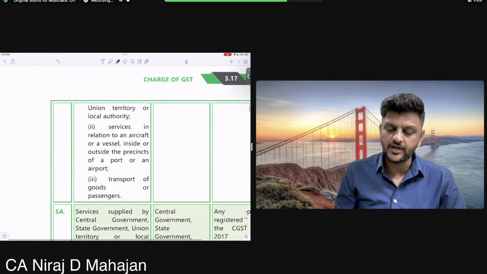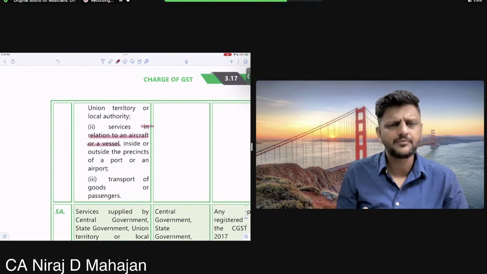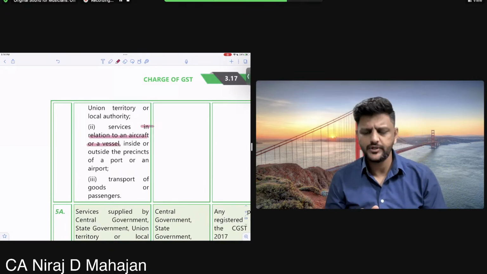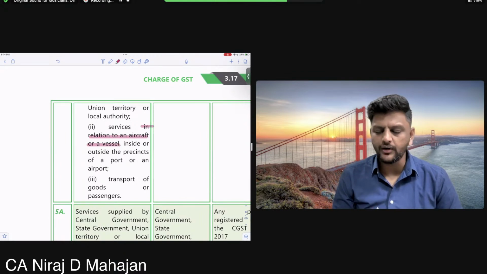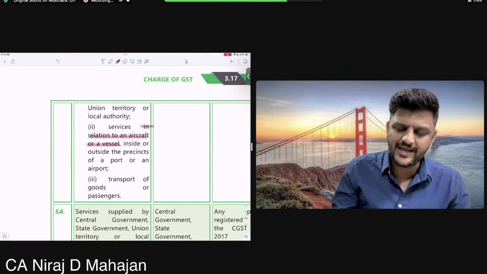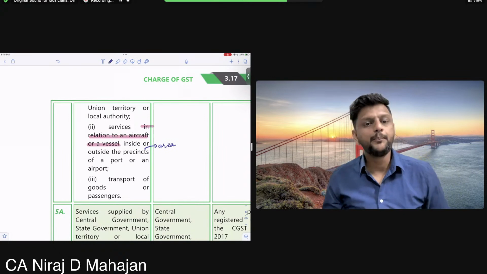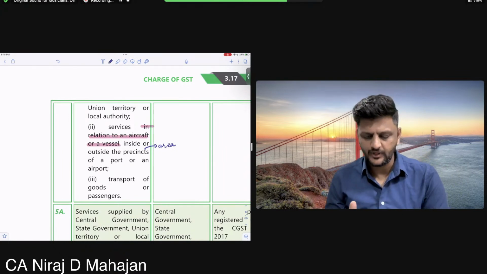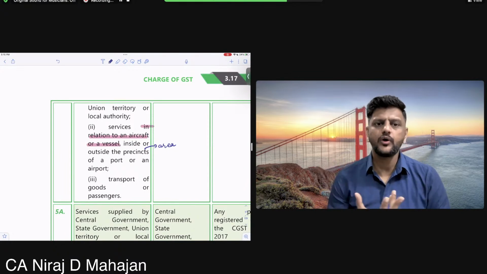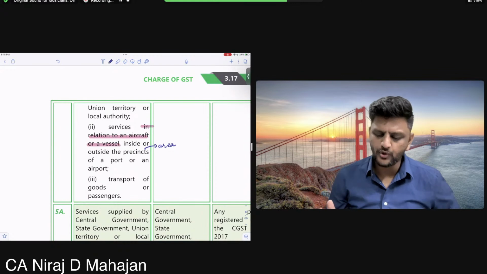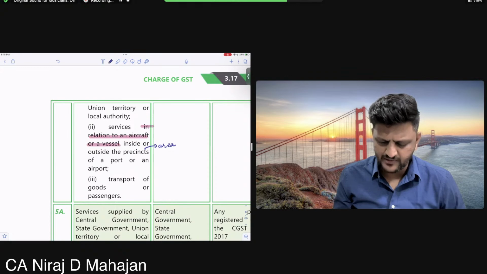Then services in relation to an aircraft or a vessel. Vessel means ship. Again, some kind of licenses, approvals. Service in relation to an aircraft or a vessel inside or outside the precincts. Precincts means what, bachcho? Area of a port. Port obviously for ship, or an airport. Government services, huh? Your air traffic control or whatever services they are giving. And transport of goods or passengers.